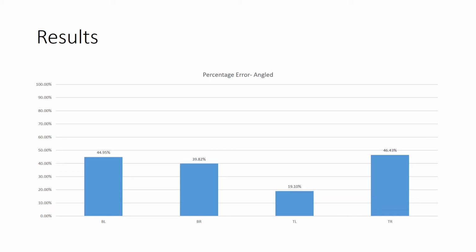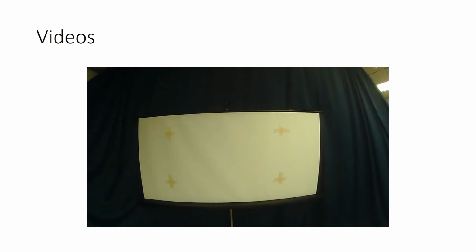The percentage error for the angled video was a little different. The BL had 44.95% error, the BR had 39.82% error, TL had 19.1% error, and TR had 46.43% error. This tells me that the person's head might have been more aimed towards the top left than any of the others, and that is why it probably gave the least amount of error in the top left and why the others basically had similar percent errors.